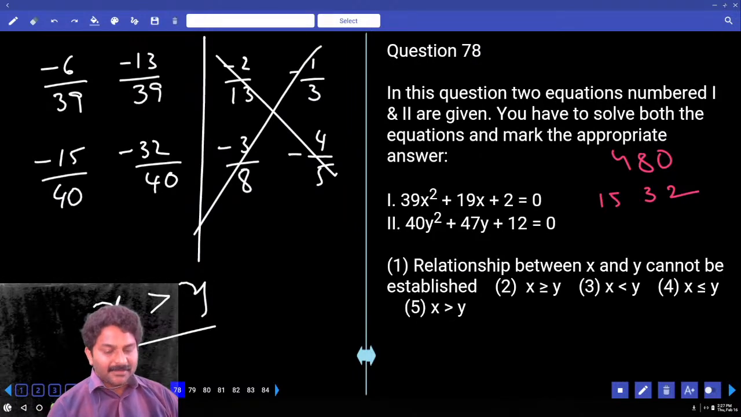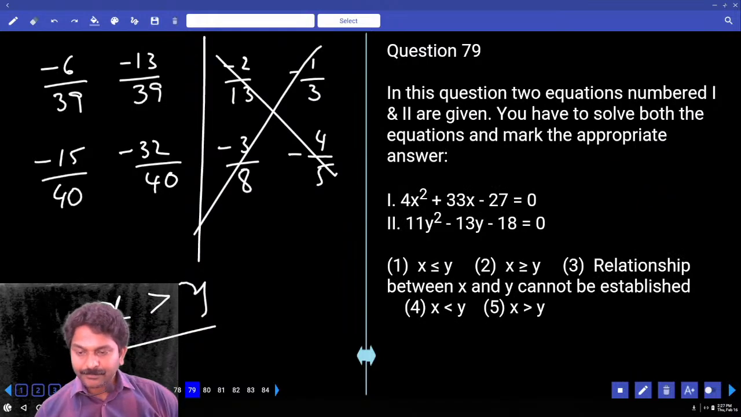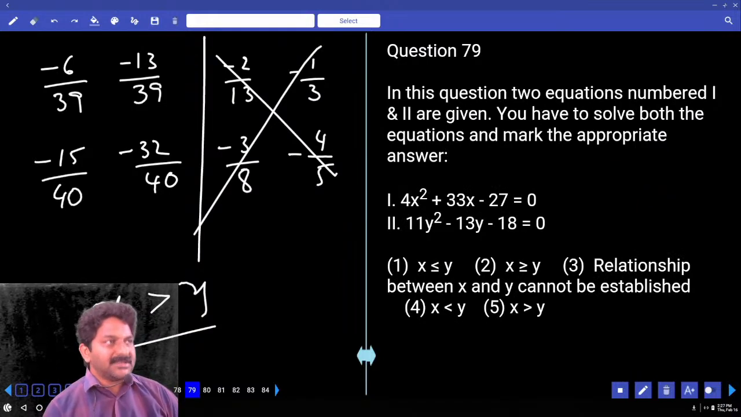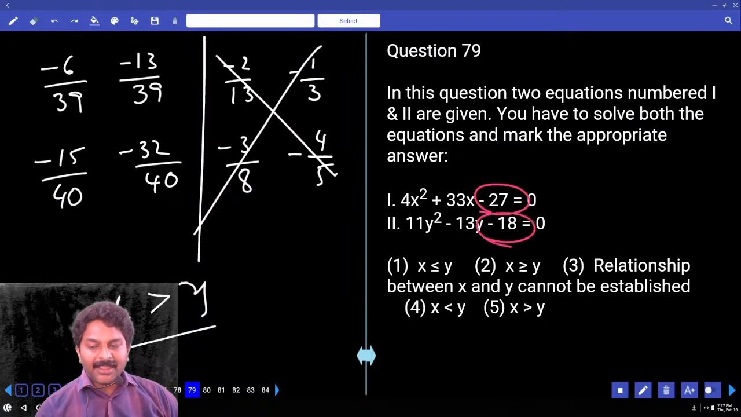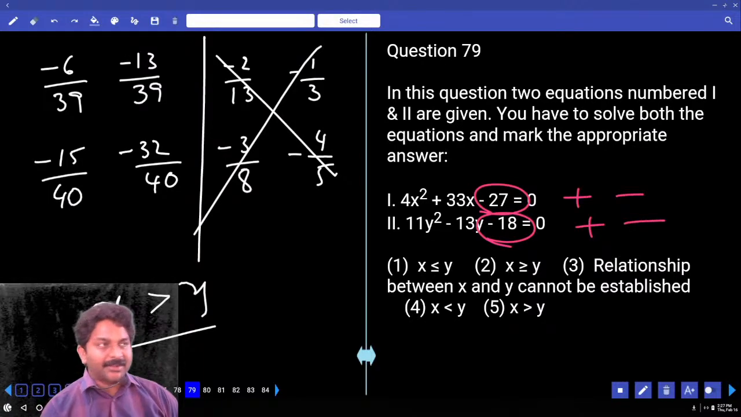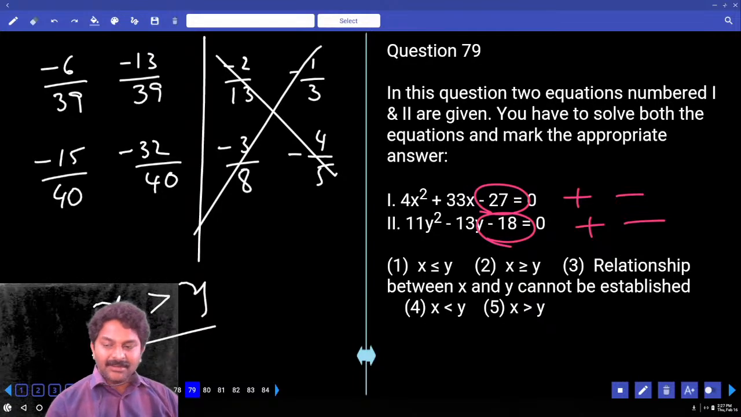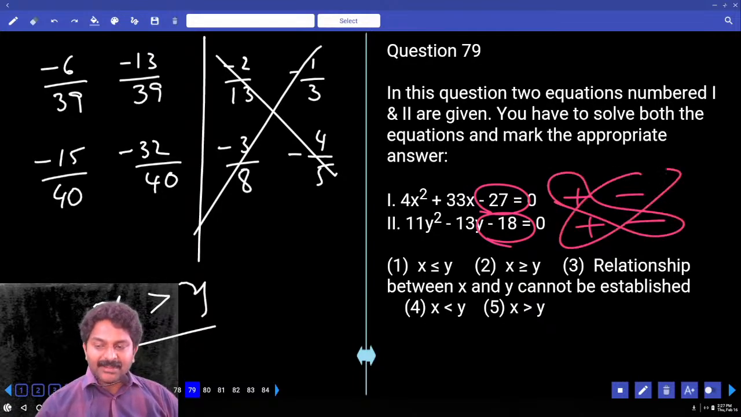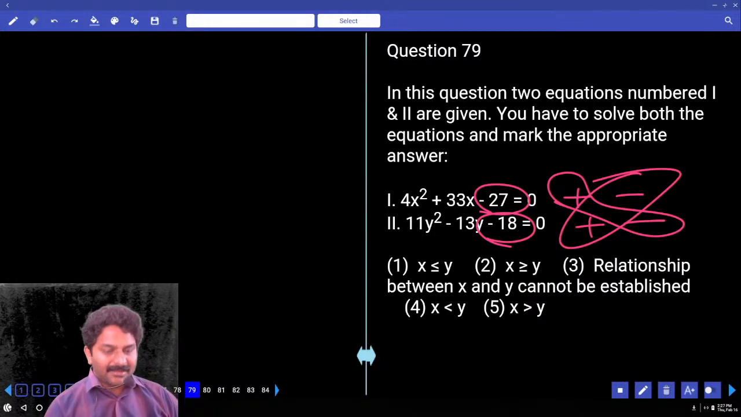Yes? Answer: relation cannot be established. C values, both the numbers are negative, right? So you get both positive and negative factors. X greater condition and then x less than condition. Both we get. No relation.